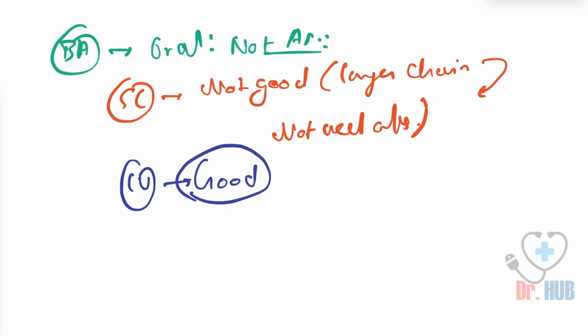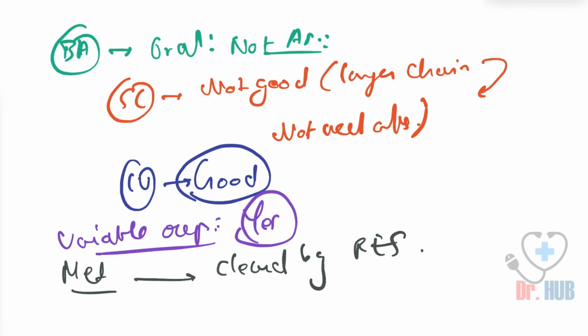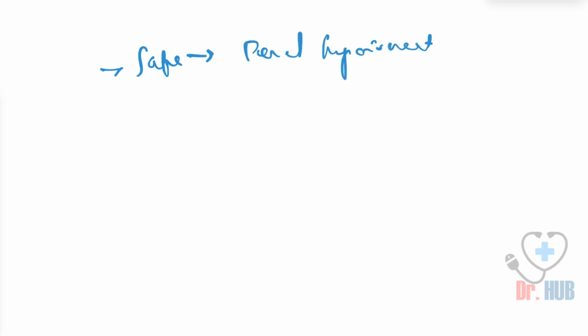Then we look at the variable response. In terms of variable response, the answer is yes. Then looking at metabolism, it is cleared by the RES, that is the reticuloendothelial system. Next, safety in renal disease. It is safe in renal impairment, absolutely safe.